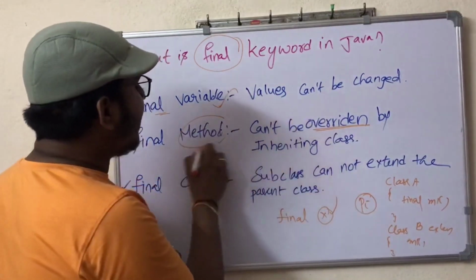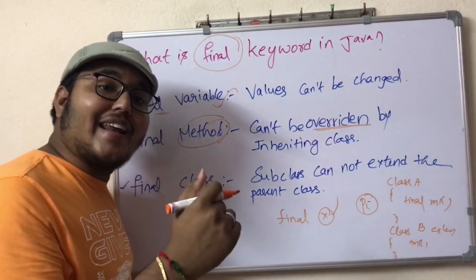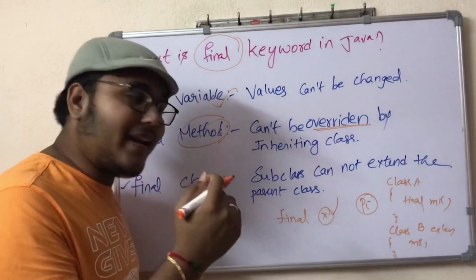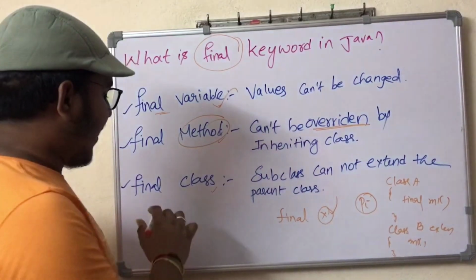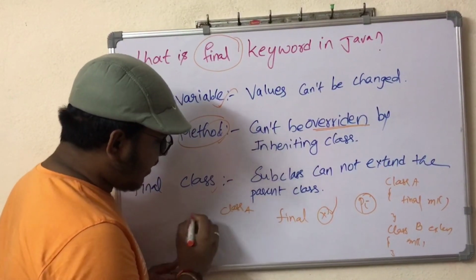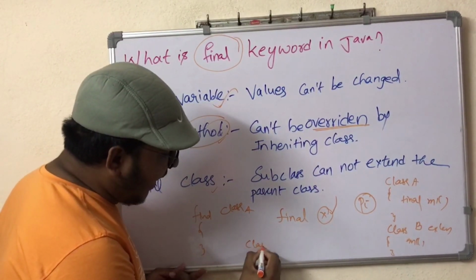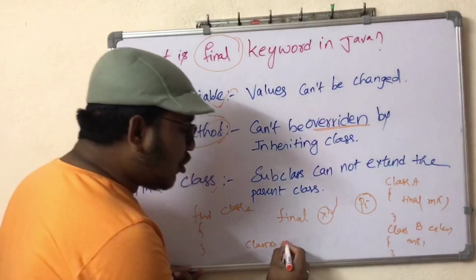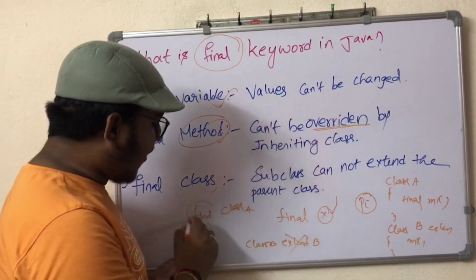If we use a final method, overriding will be stopped, which means indirectly polymorphism is not applicable. Now, what is a final class? Let's say if I declare class A as a final class, then if there is a class B, it should not extend A because it is final.